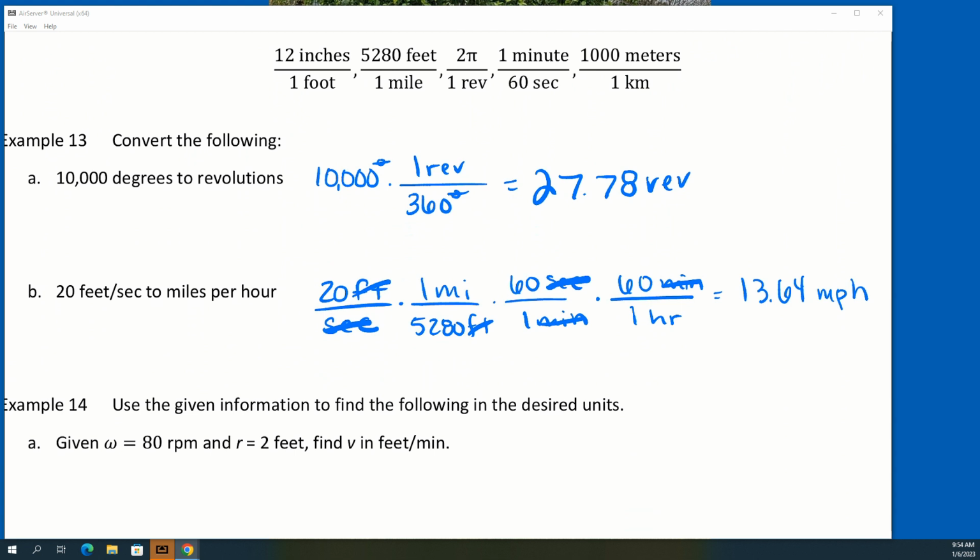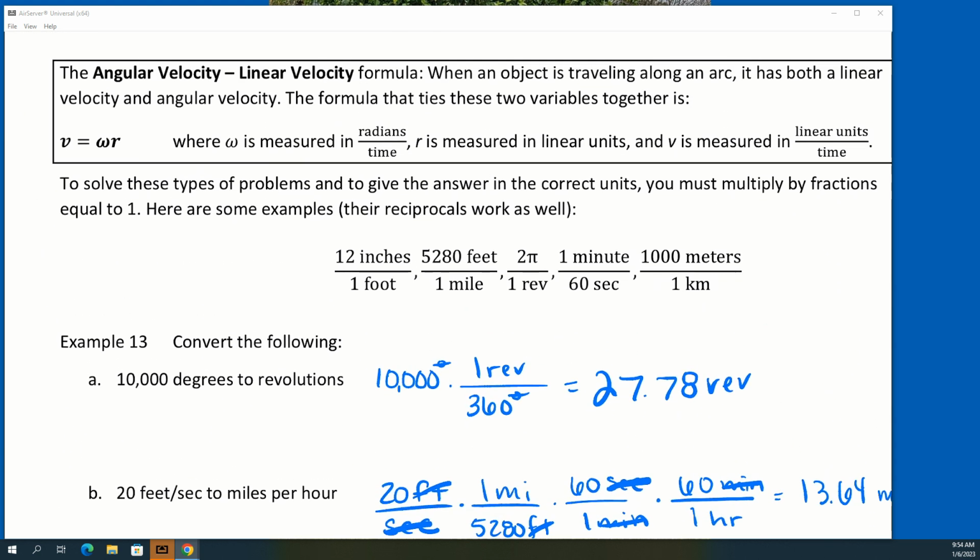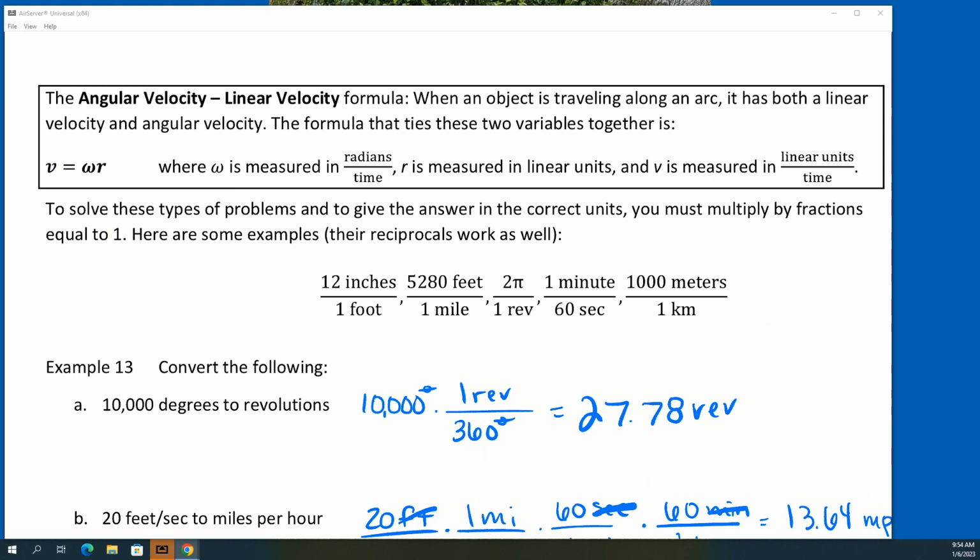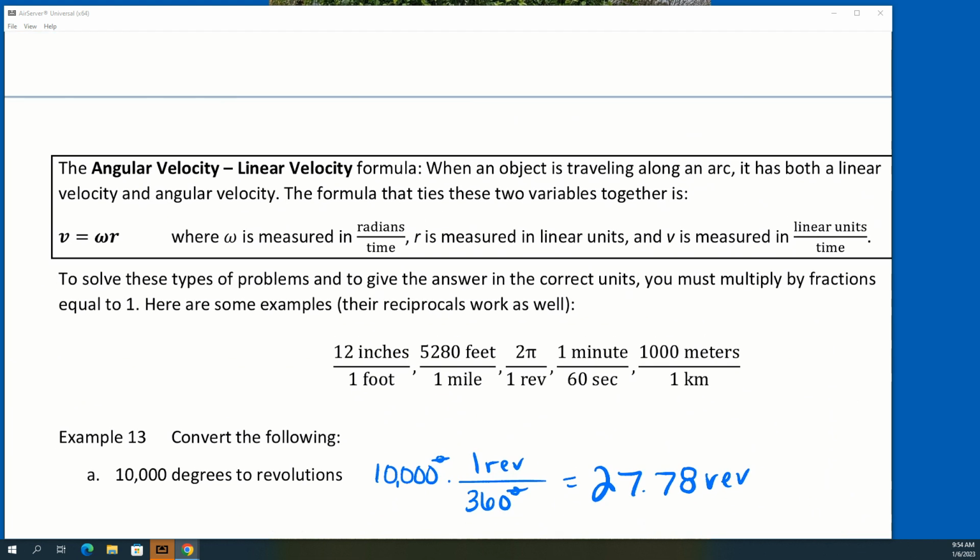All right. Now, let's talk about the formula. Do you guys have questions on this one? Okay, so there is a relationship between the angular velocity and linear velocity because when something is traveling in an arc, it has both. The linear velocity, which is v, is equal to the angular velocity times the radius. So I am going to set up that little t thing like we did yesterday.